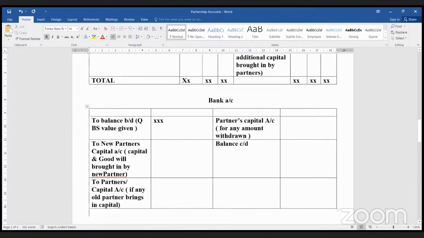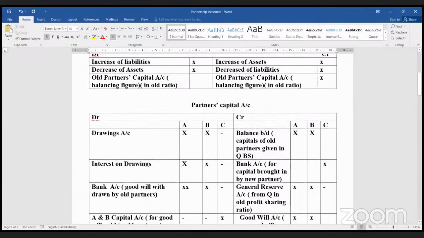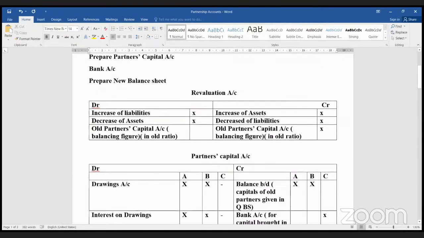Now I want to tell you before leaving that partnership accounts, retirement and death of a partner. That is another small one. Retirement and death of a partner. So what is the difference? I'll tell you, so listen to it.